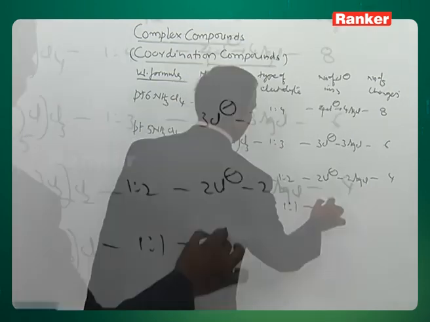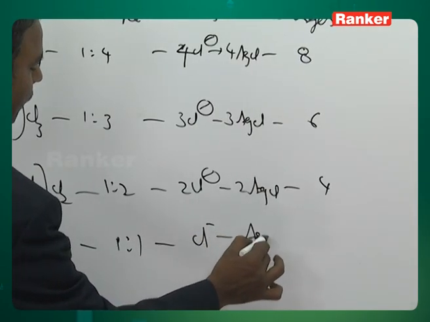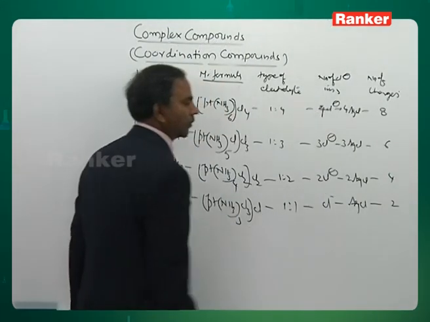Then number of chlorides, only 1 chloride is there outside. 1 AgCl is getting precipitated. Total charges coming to be 2.